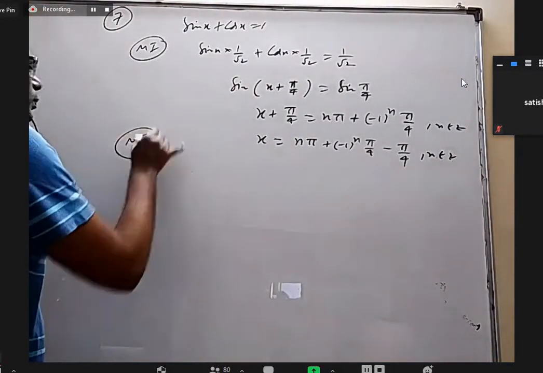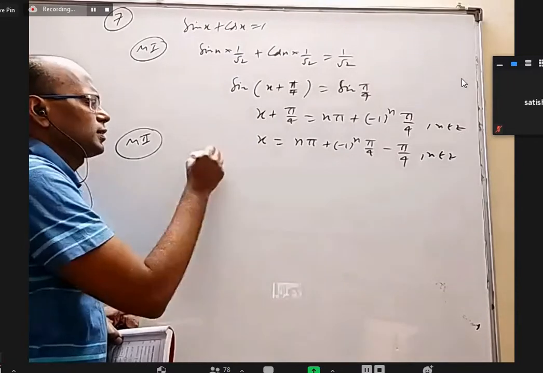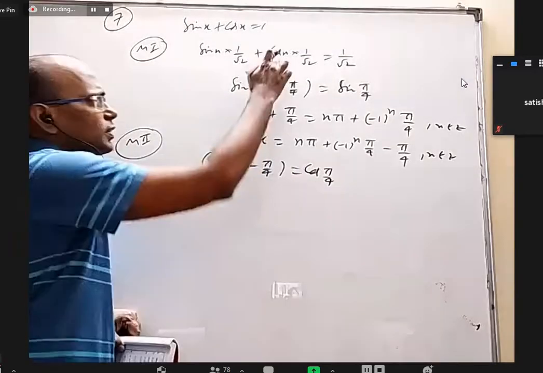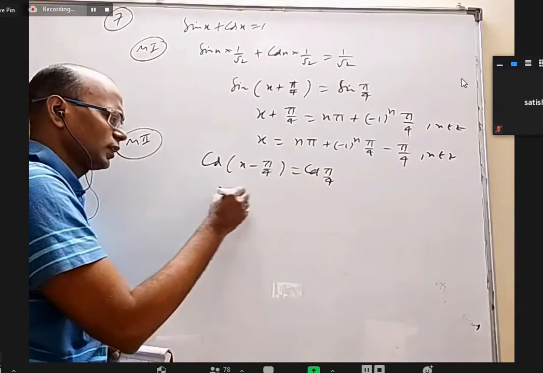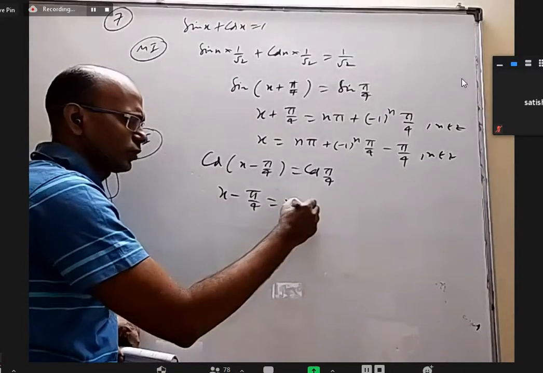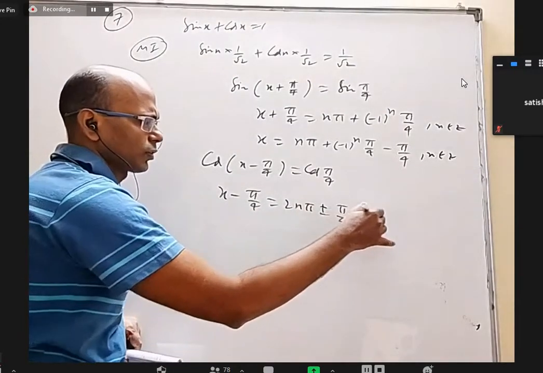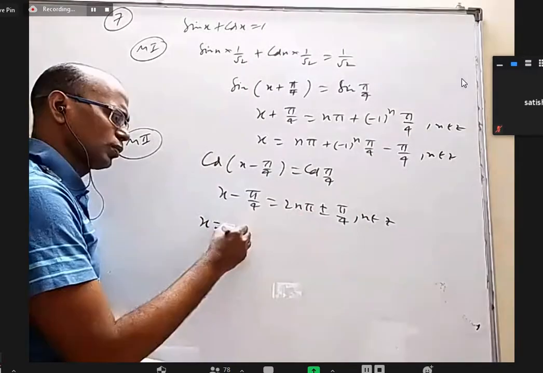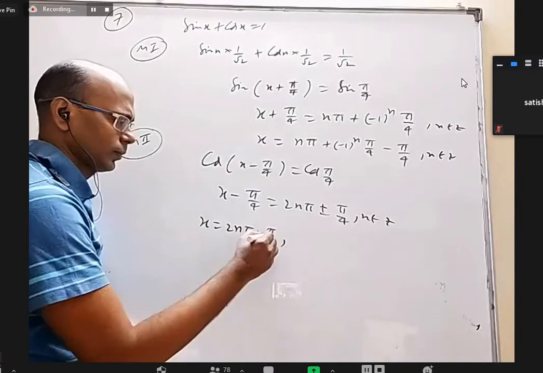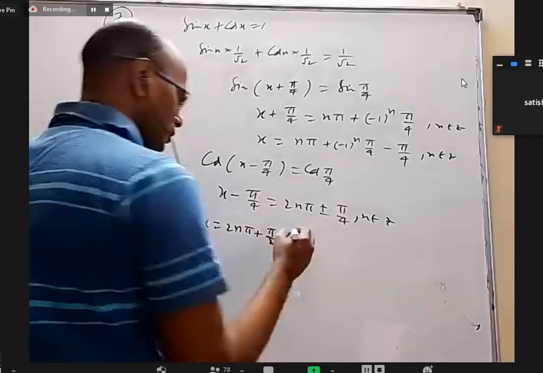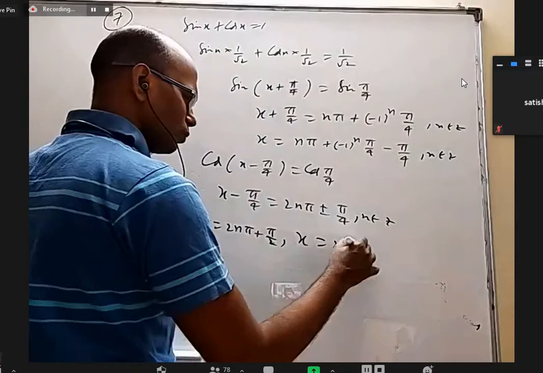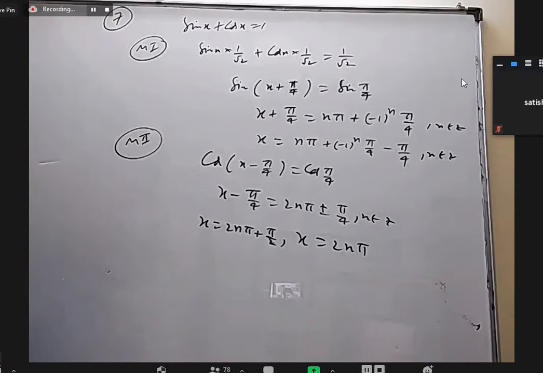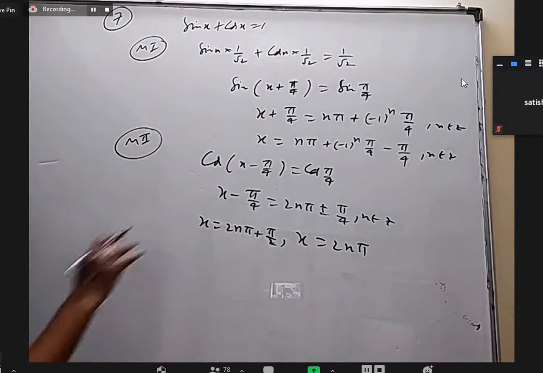Okay, method 2. You can write this as cos(x minus pi by 4) is equal to cos pi by 4. Cos A cos B plus sin A sin B is cos(A minus B). You will get x minus pi by 4 is 2n pi plus or minus pi by 4, n belongs to Z. When you take plus and send that to the other side, we will get x is equal to 2n pi plus pi by 2. When you take minus and send it to the other side, they will cancel, and you will get x is equal to 2n pi. Either it should be a multiple of 2 pi or a multiple of 2 pi plus pi by 2.